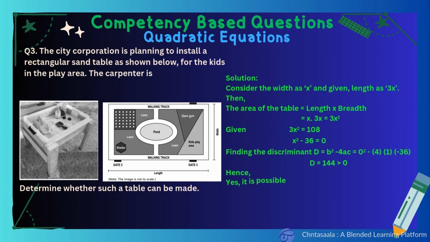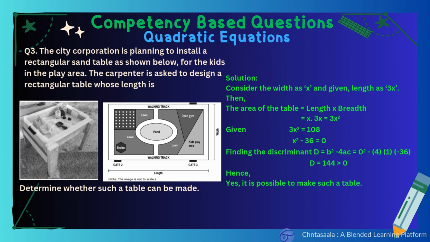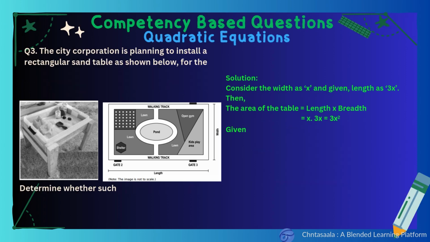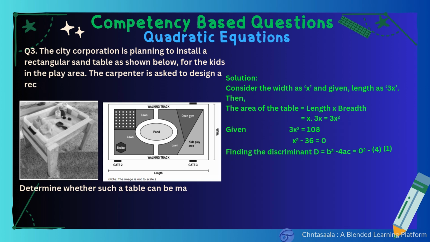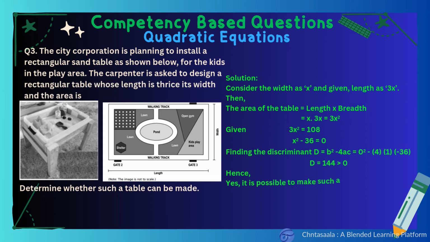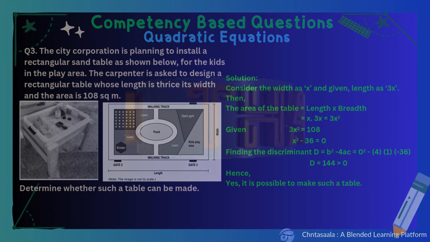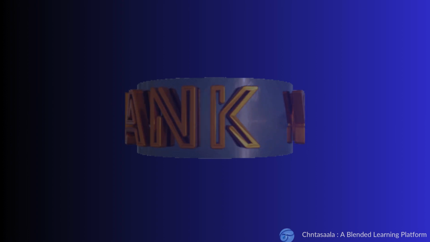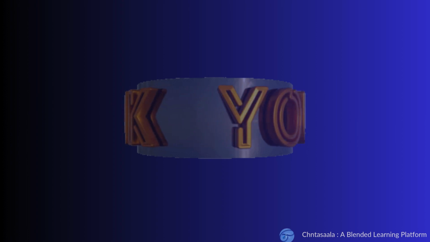Given, 3x² = 108. Rearranging, we get x² − 36 = 0. Finding the discriminant, D = b² − 4ac, we get discriminant D equal to 144, which is greater than 0. Hence, yes, it is possible to make such a table with the given dimensions. I hope you have understood how to solve a competency-based question from the chapter, Quadratic Equations.